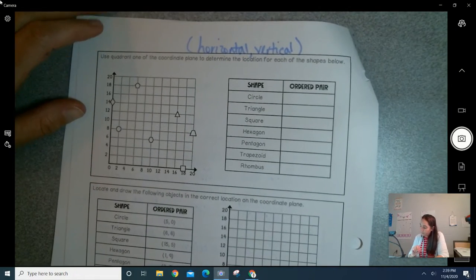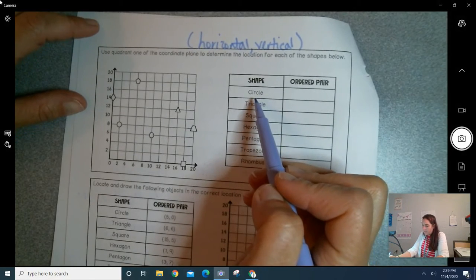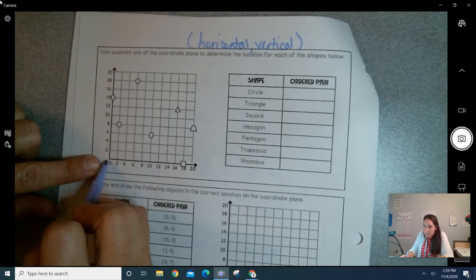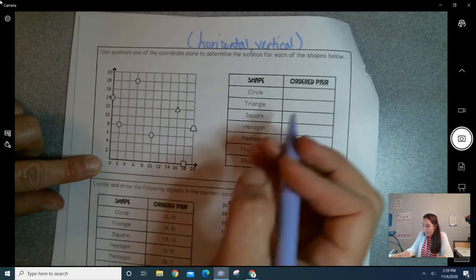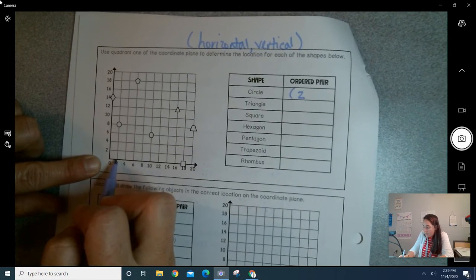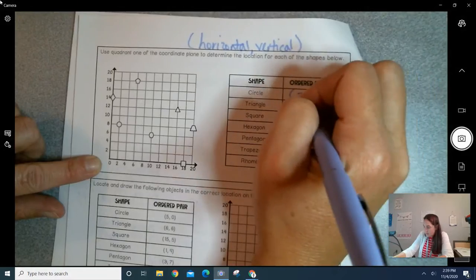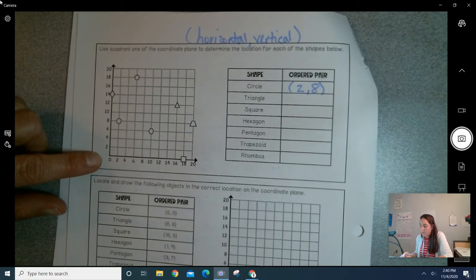All right, so when we look at the circle, I'm going to go find the circle, and if I start at 0, to get to my circle, I have to go right 2. So that's going to be the first number I put. Then I have to figure out how many steps up I need to take. In order to get to my circle, I have to go up to 8. So that's the vertical number. So my ordered pair is 2, 8 for the circle.